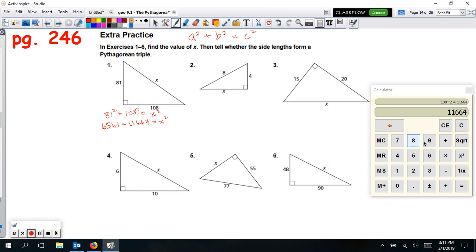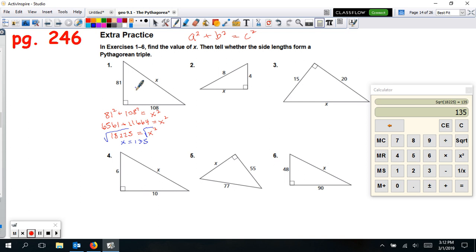Then we just want to add those together. Adding 6561 gives us 18225, which is equal to x squared. So we have to take the square root of both sides to find x. Taking the square root of 18225 on my calculator gives 135. So x is equal to 135, which is a positive integer.